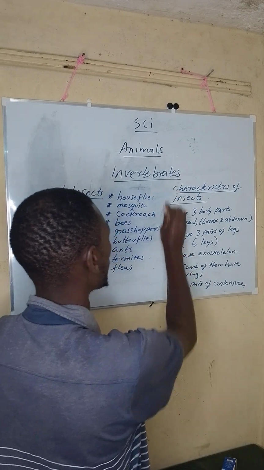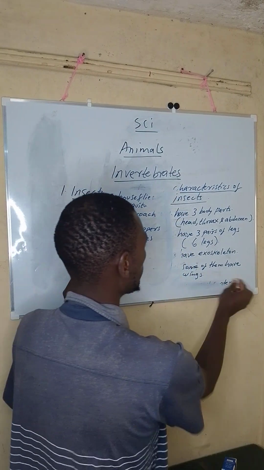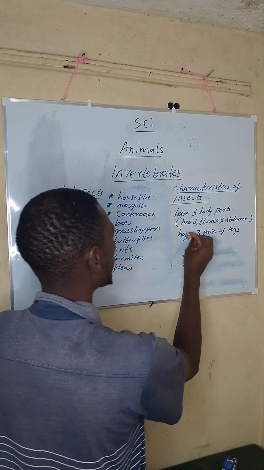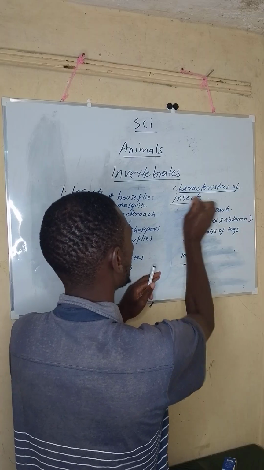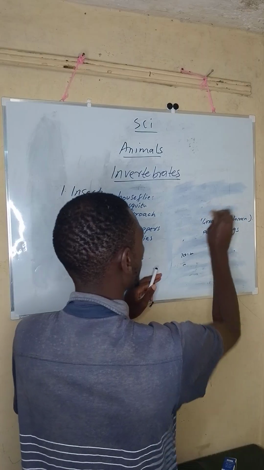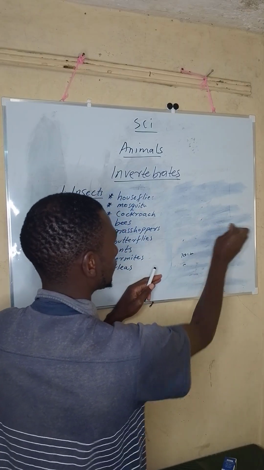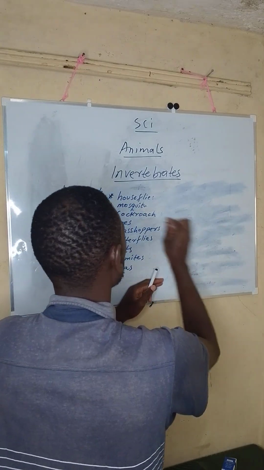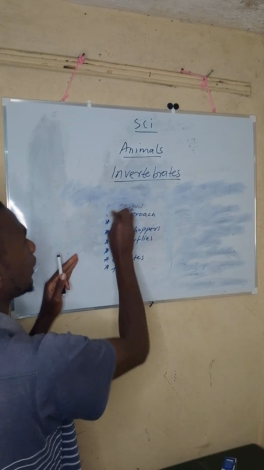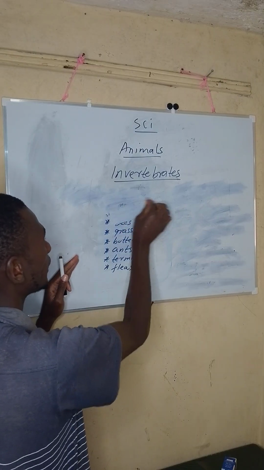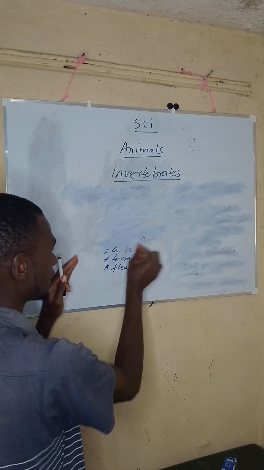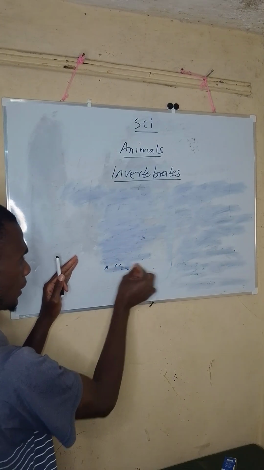So let me look at that other group, the second group of invertebrates, so that we know the difference. I have picked this substance specifically for these two groups because they normally confuse learners. For the period I have been in the classroom, there are certain things that I know that really disturb learners. So one of them is this, and we will be handling some of them.